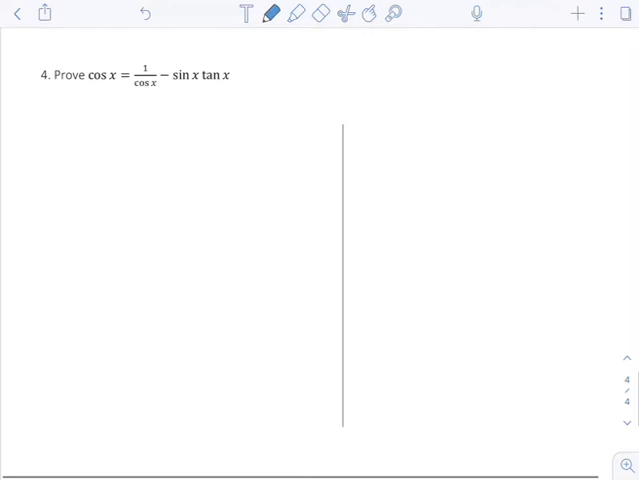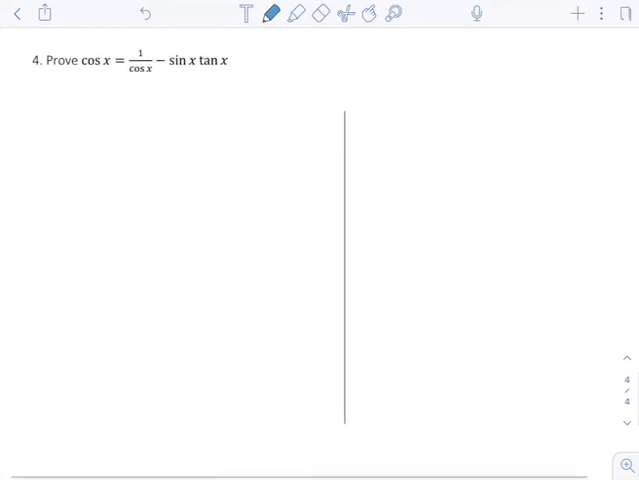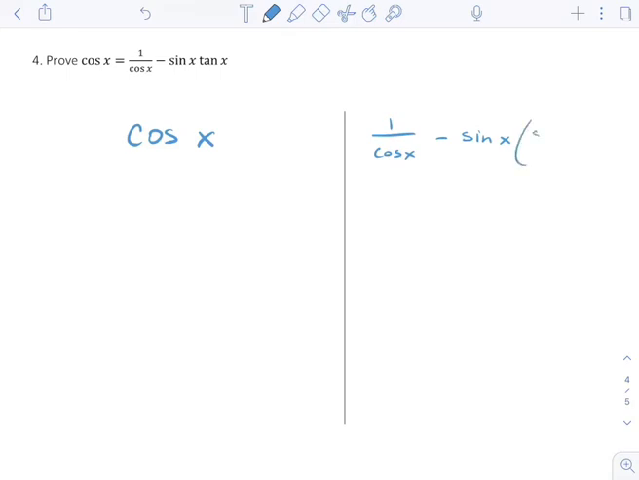All right, keep going here. Prove that cos x is equal to 1 over cos x minus sine x tan x. So the left side is just cos x. Can't do much with it. On the right side, we can work with that. We have 1 over cos x minus sine x. And I see tan. Instead of writing tan, I'm going to write sine x over cos x.